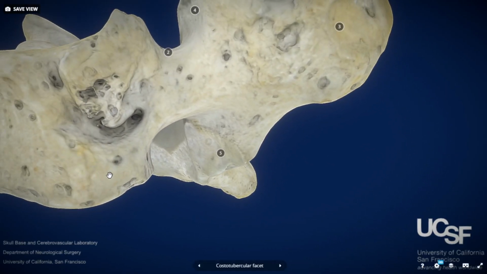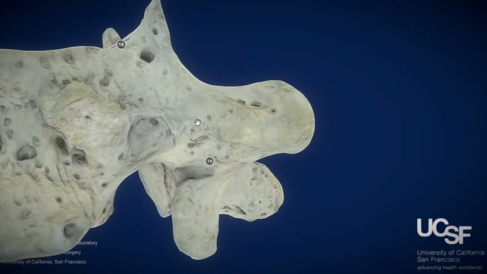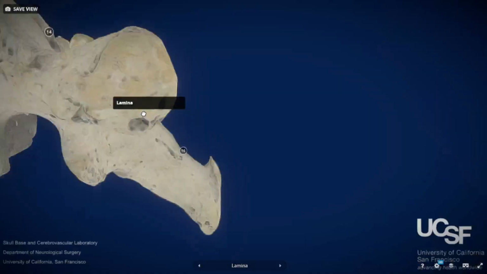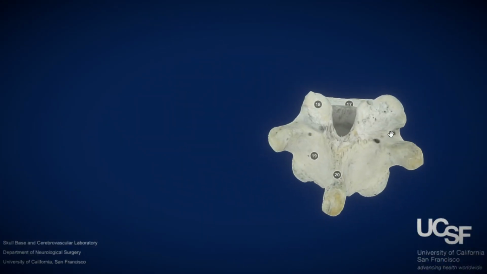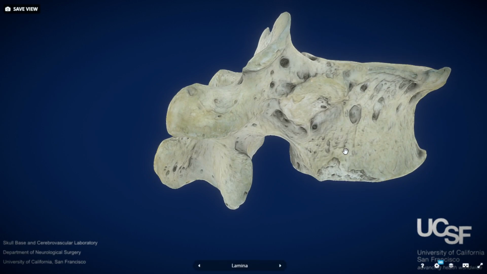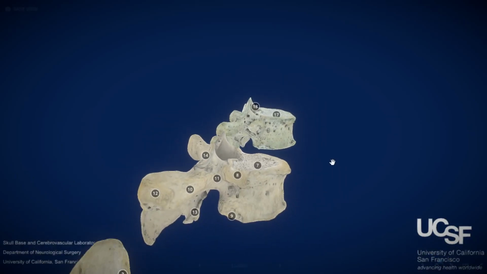and a very small inferior demifacet again on T1. If we move towards L5, we can identify again a superior demifacet and an inferior demifacet that has a smaller surface compared to T5.